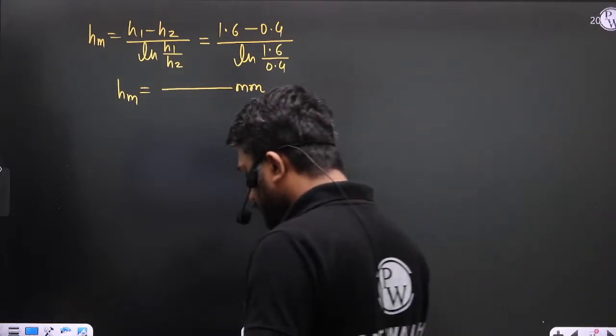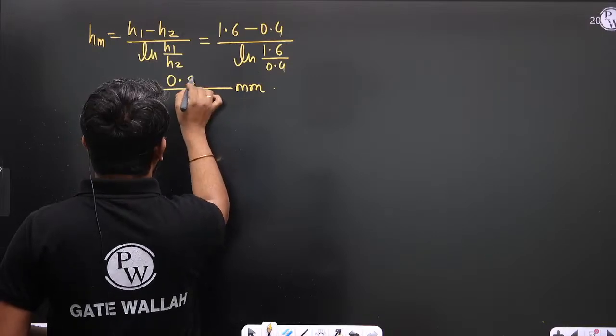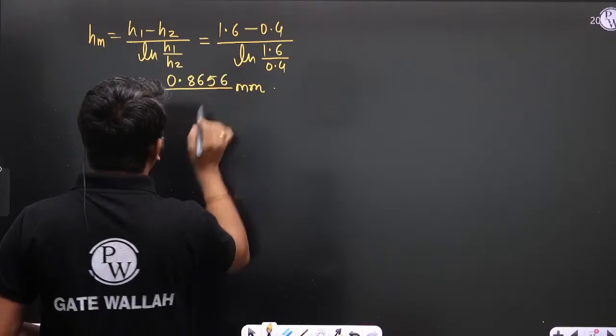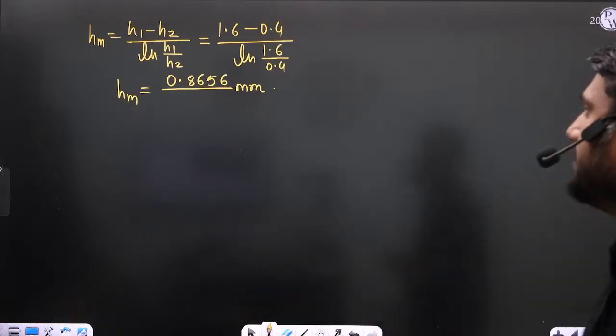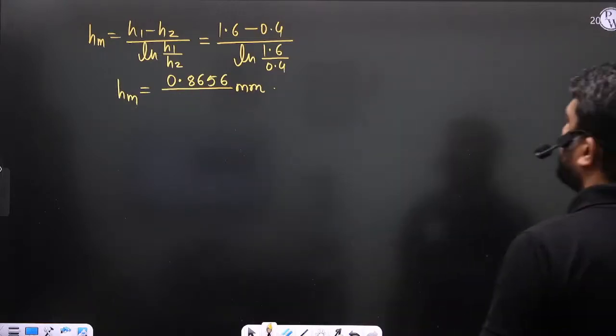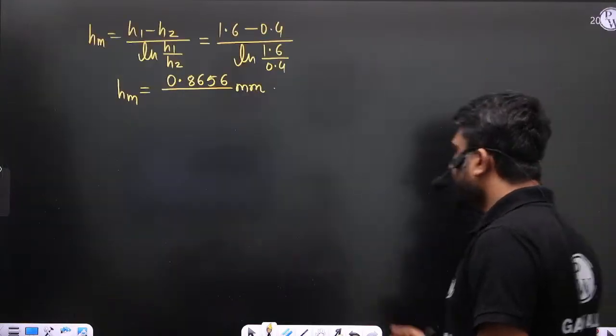Right, so finally what you are getting is 0.8656 mm. Everyone getting the same data? That HM is 0.86556 millimeter. And once you know the HM, then you can easily calculate the F.